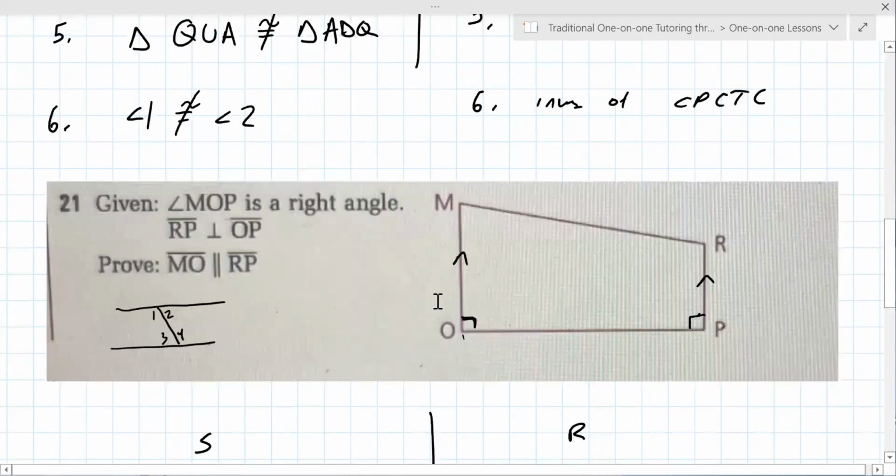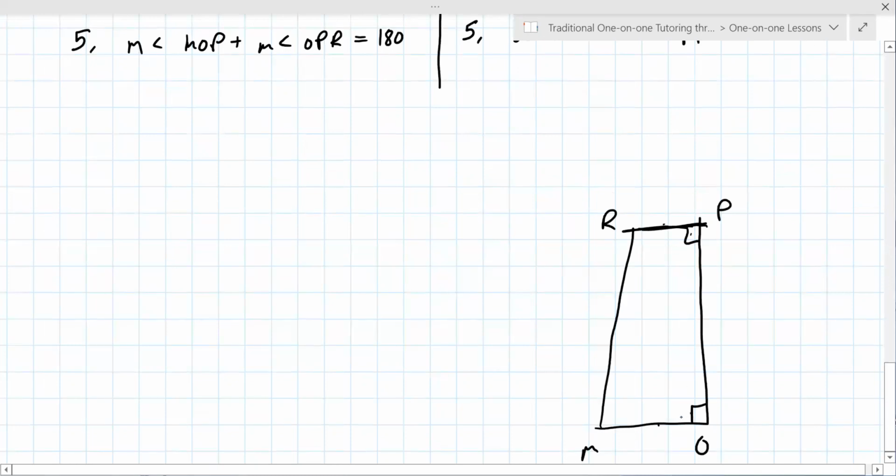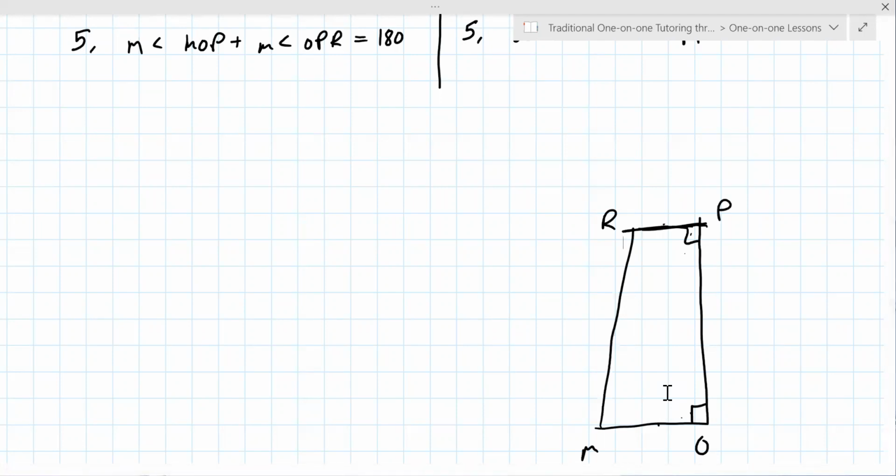parallel. And that's the whole point here. It's like, oh, these add up to 180. This P and this O, these angles add up to 180. Therefore, RP is parallel to MO by the converse of the same side consecutive angles add up to 180.